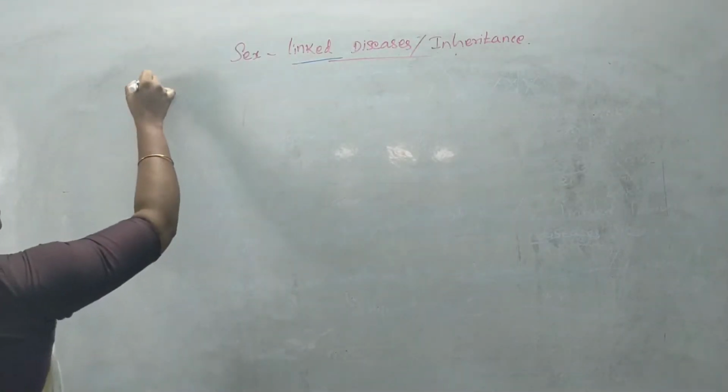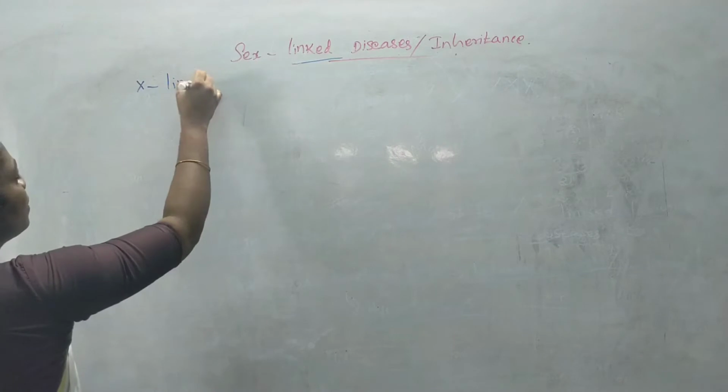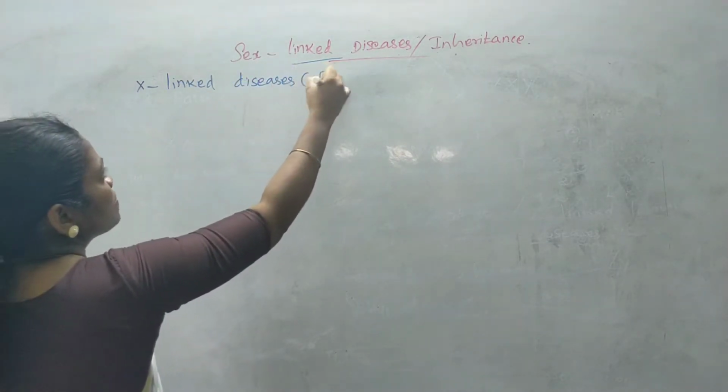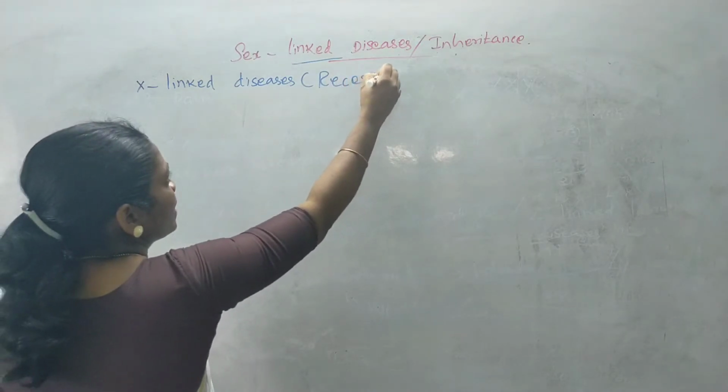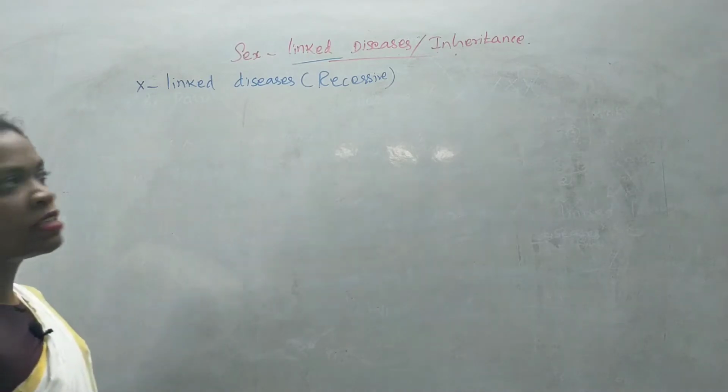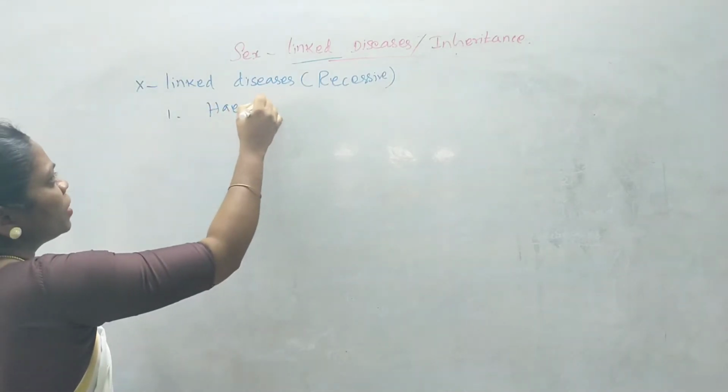So now we'll learn about X-linked diseases, that is especially recessive. In a recessive state, the X chromosome will cause disease. So the first disease you're going to learn about is hemophilia.